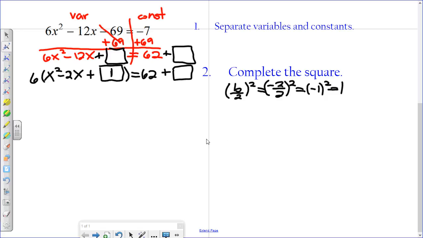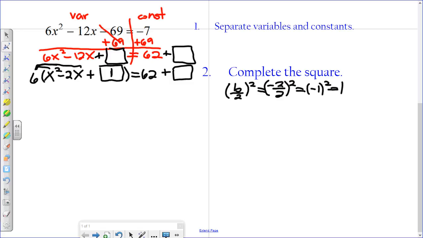Now, do not put a 1 in here. Some of you might be saying, but wait a minute, Mr. Rios, you added a plus 1. This should be a plus 1. I'm not adding a 1, and let me tell you why. If you use the distributive property right here, everything inside should be multiplied by 6. So this should be 6x squared. If you multiply this, you're going to get negative 12x.